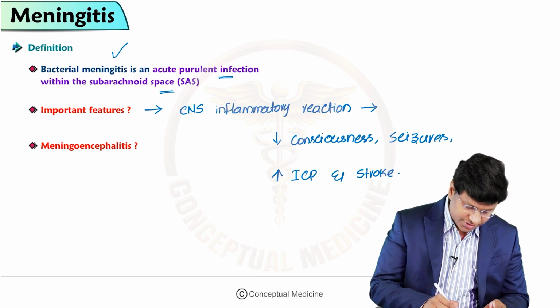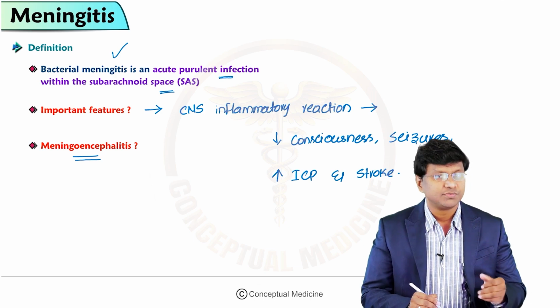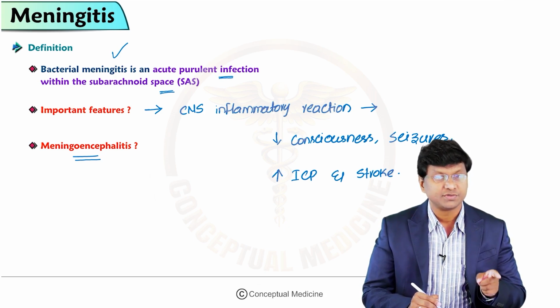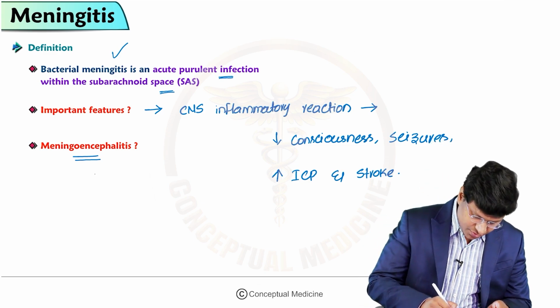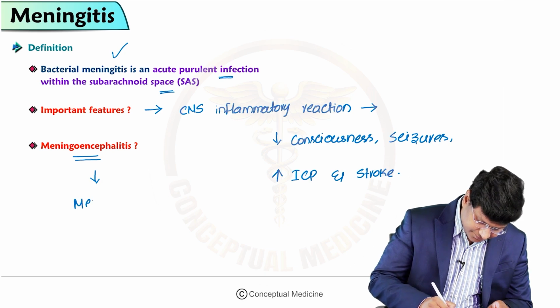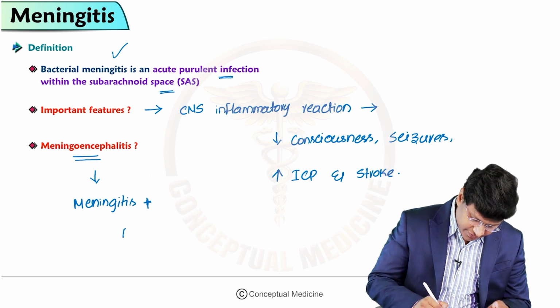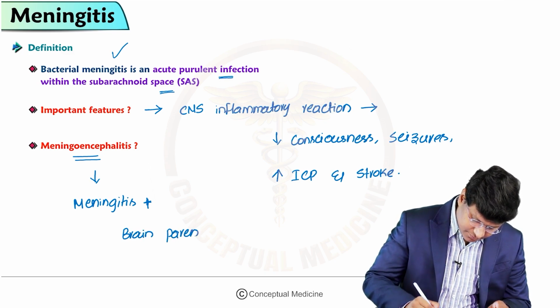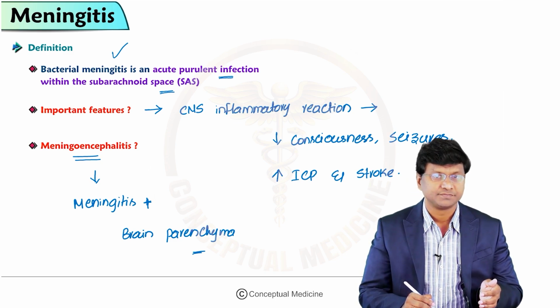So we have one more terminology called meningoencephalitis. So what is meningoencephalitis? It is the inflammation of meninges as well as the encephalon, that is brain parenchyma. So meningoencephalitis means inflammation of meninges, that is meningitis, plus inflammation of the brain parenchyma.